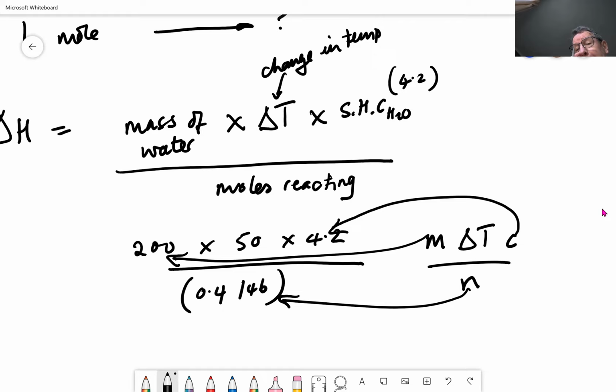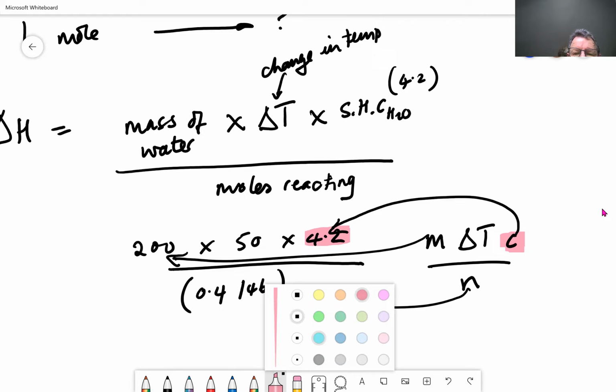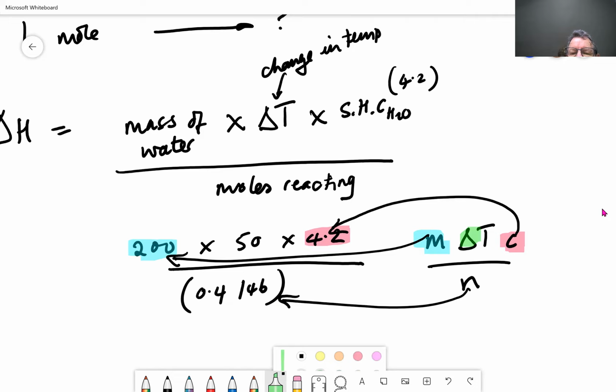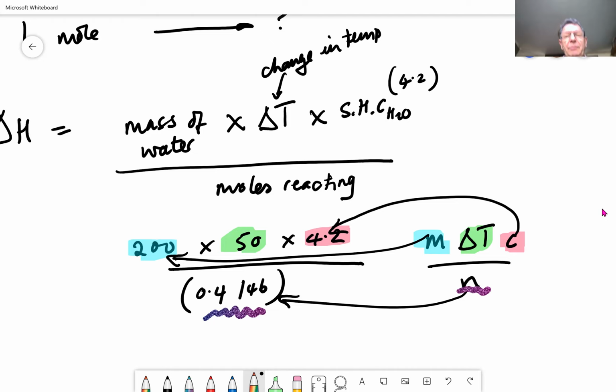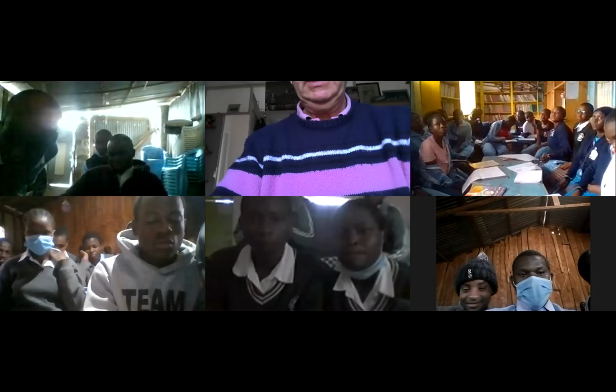Okay, that's very important that is the case. So the C is this bit here, and then we've got the mass of the water here. We've got the delta T, which is the change in the heat, which you can work out yourself. And then we've got the number of moles down here. That's the N. I hope that is a little bit more useful. I hope that makes sense.